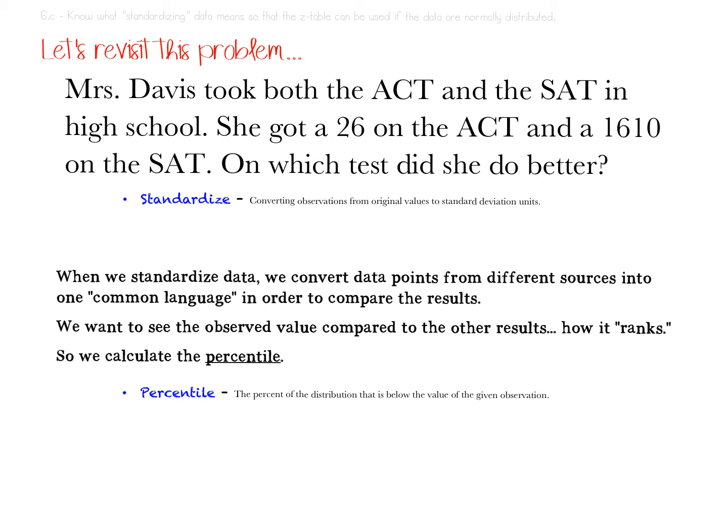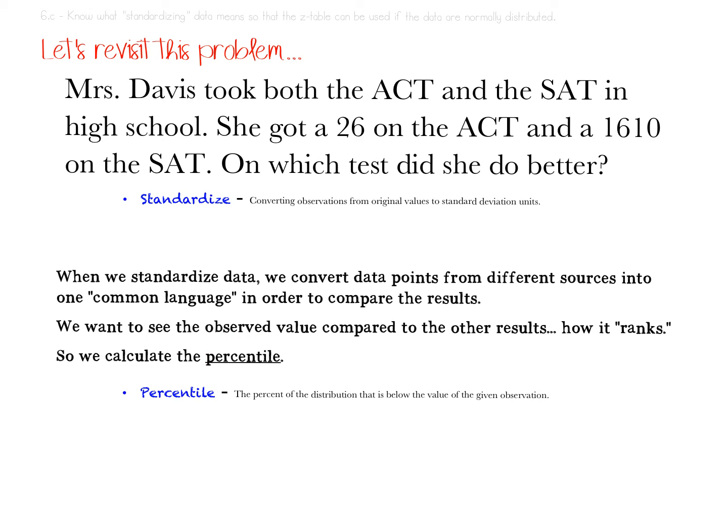So up here, I have a 26 on the ACT and a 1610 on the SAT. Those are two very different scores. So I want to put them into a common language, so I want to standardize those scores in order to compare. We want to see the observed value, so the observed value is just my score, compared to the other results, so compared to everybody else who took it, and see how it ranks. And that's where we calculate the percentile.